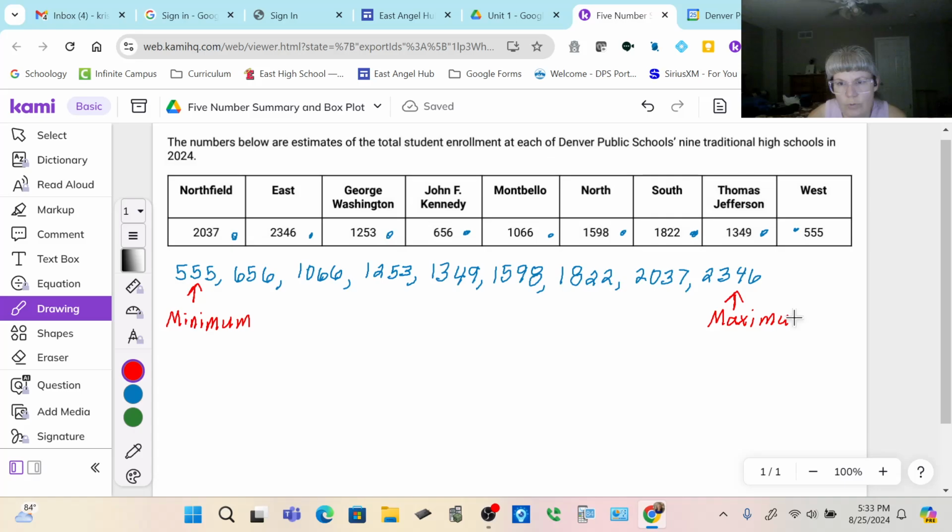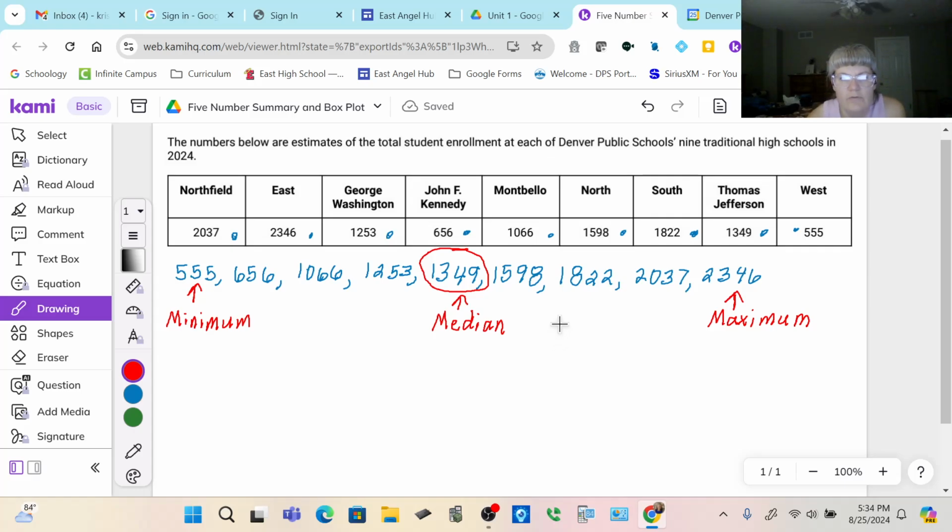Then the next number you want to find is the one in the middle. So 555 and 2,346 are on the ends, and then we have the 2 next to those, and the 2 next to those, and the 2 next to those, leaving 1,349 to be our middle number. We call that number our median. So the median is the number that is in the middle of a set of data.